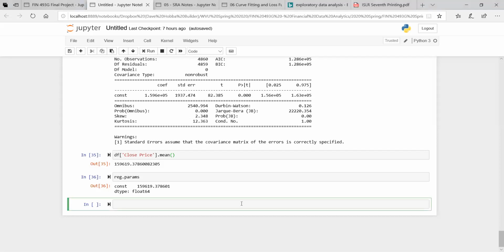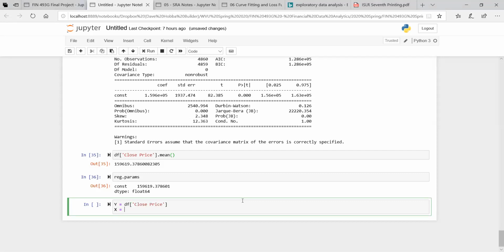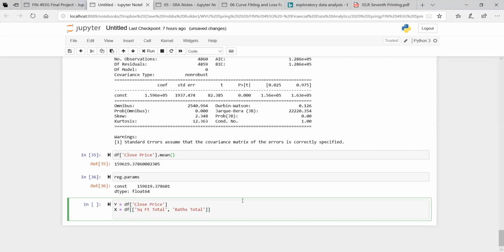All right, so now we're going to use statsmodels to run an ordinary least squares regression of closed price onto the square feet and the number of bathrooms. So now our Y is still going to be our closed price array, and X is going to be 2 columns. It's still going to be square feet total, but it's also going to be the total number of bathrooms, so baths total. And we're going to attach the regression summary to the report. So we'll start with that.